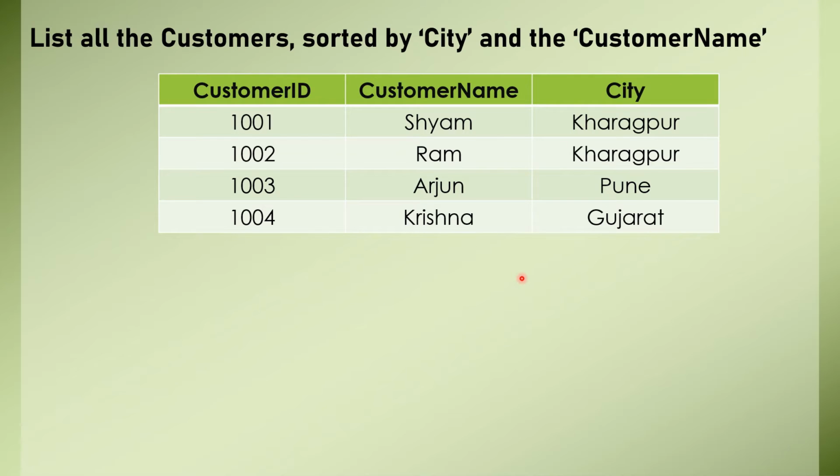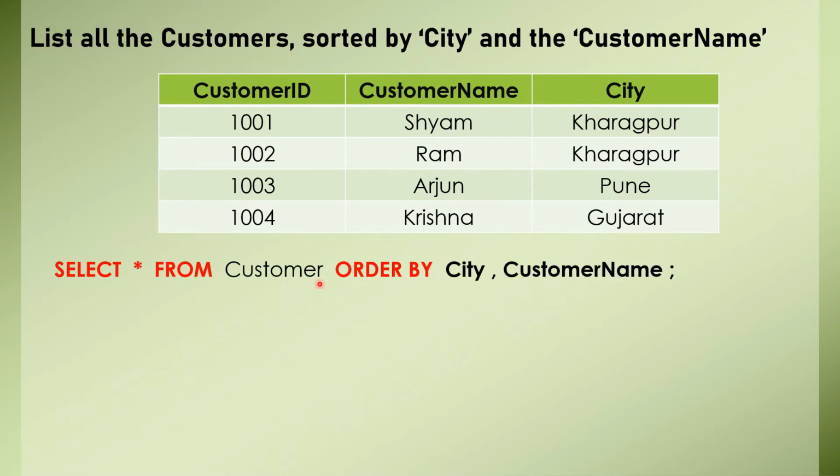So it is a bit tricky, right? This example will clear this concept for you, that whenever two columns are there, how we will deal with this. If three columns, four columns, how we will deal with that. Let us see. The query will be like this. So let us decode this query. At first you know what to write. Select star from customer. We need to select all the rows from customer, and order by city comma customer name.